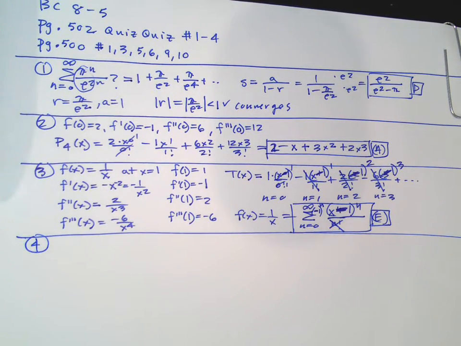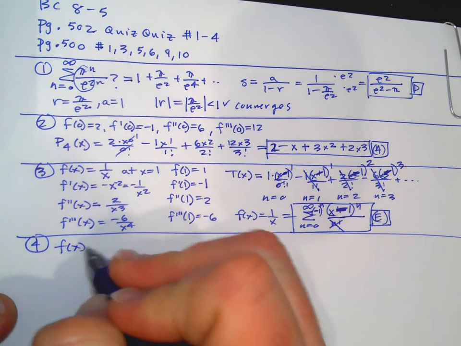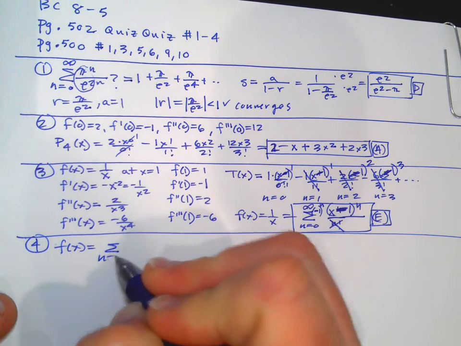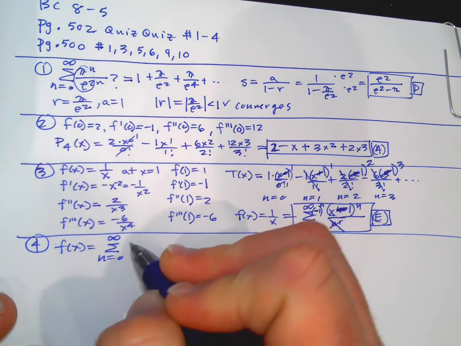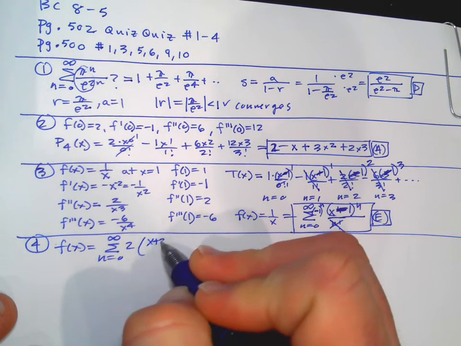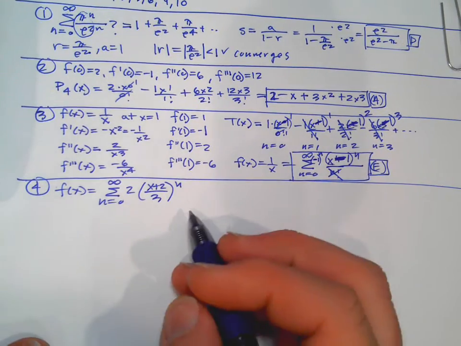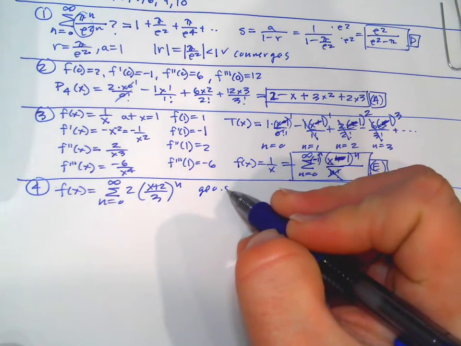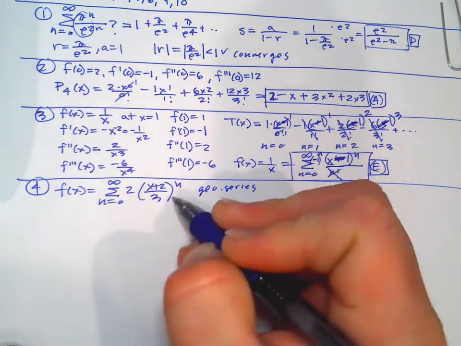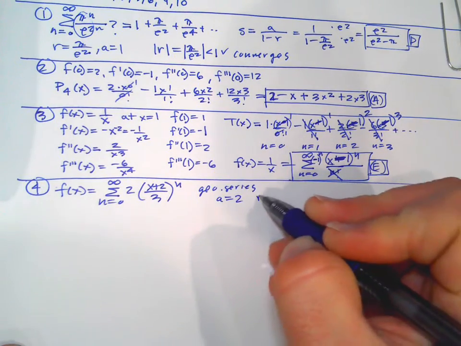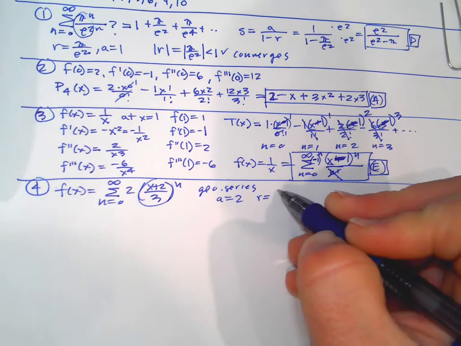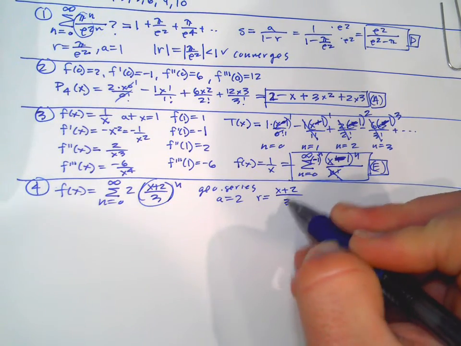Okay, number 4, for response, let f be the function determined by the function f of x equals the sum from n equals 0 of (2x plus 2 over 3) to the nth power, for all values of x for which the series converges. A, find the interval of convergence for the series. Now, is this a geometric series? Yes. If you plug in n equals 0, the a value is 2, the r value is all this stuff. And it's a power series because it has x's in the r.